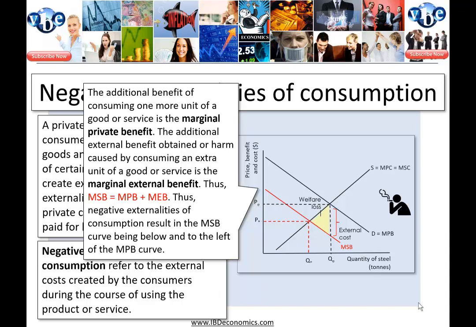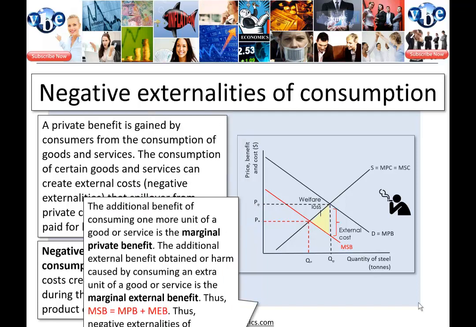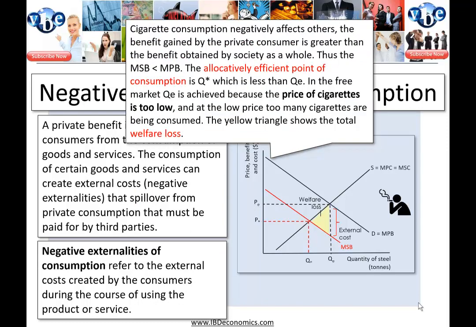So therefore, the negative externalities of consumption result in the MSB, the marginal social benefit curve, being below and to the left of the marginal private benefit curve. This is because smokers are affecting other parties. Secondhand smoking causes health issues in other people. Lost productivity at work, smokers are generally sicker, and added healthcare costs to society. So yes, cigarette consumption negatively affects others.